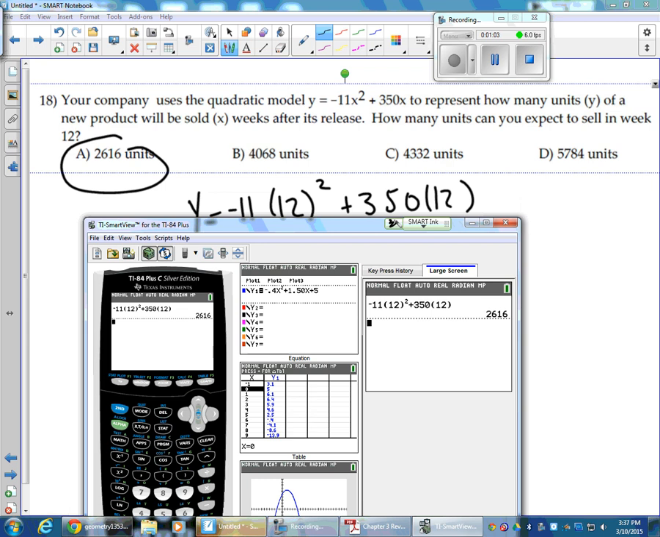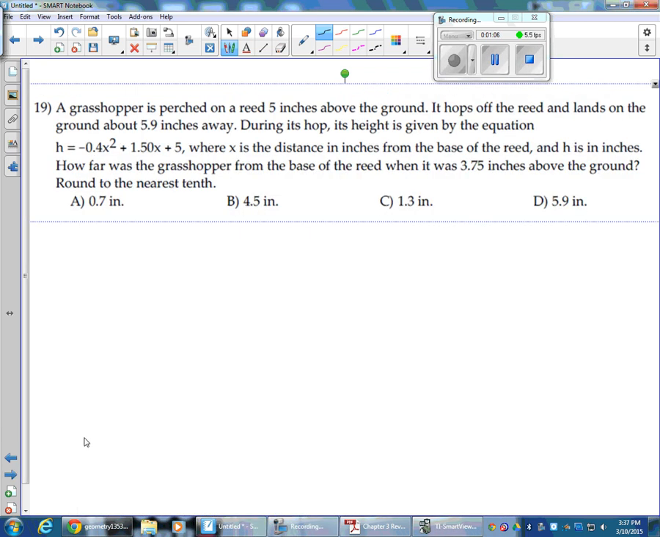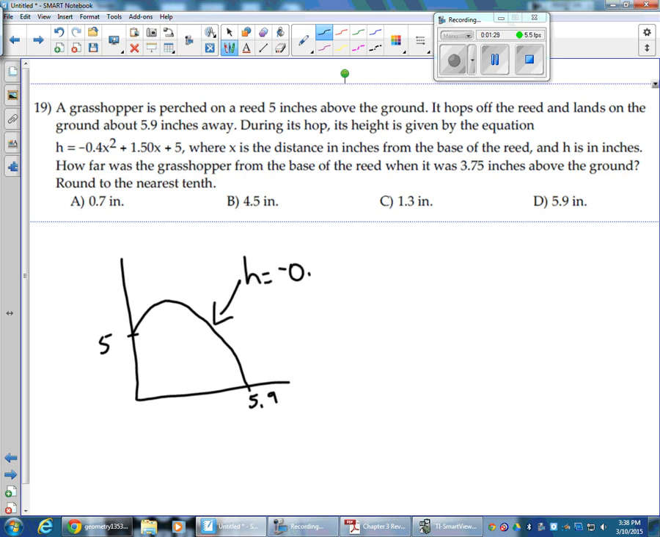All right, number 19. A grasshopper is perched on a reed 5 inches above the ground. So we've got this grasshopper, he's on this reed right here, and he's going to hop off the reed and land on the ground about 5.9 inches away. During its hop, its height is modeled by h equals negative 0.4x squared plus 1.50x plus 5, where x is the distance from the base of the reed, and h is the height in inches.